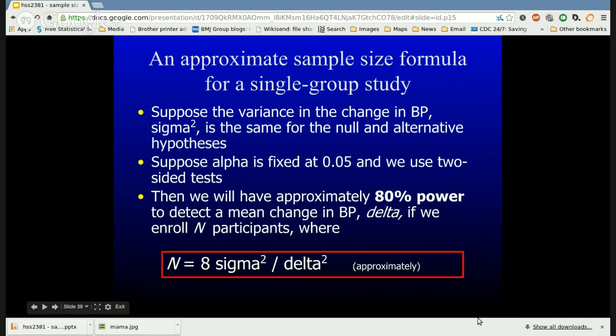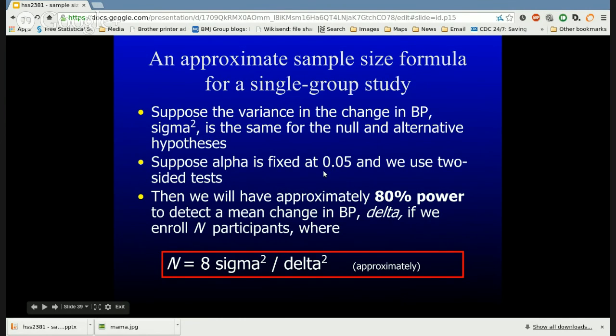So how are we going to compute that? Let us try to use a formula. And the formula I'm going to give you is this. N is 8 times sigma squared, which is the variance, divided by delta squared. And delta is the difference I'm trying to detect. Now, this formula works because we have done the hard work for you. It's actually a very difficult formula to derive.